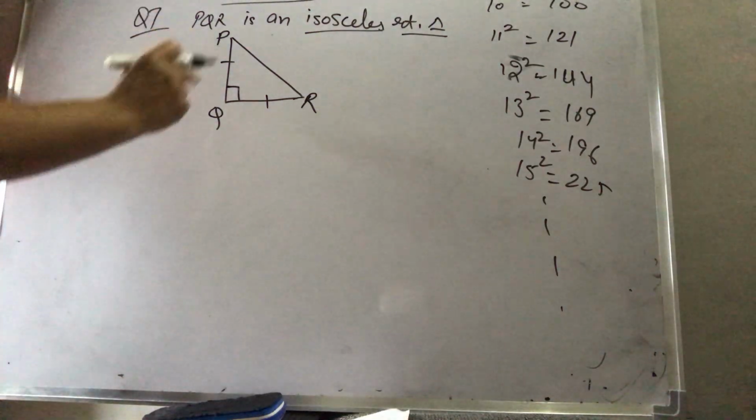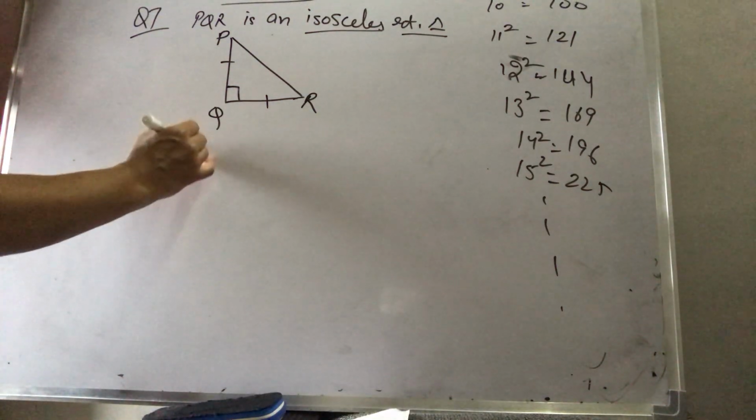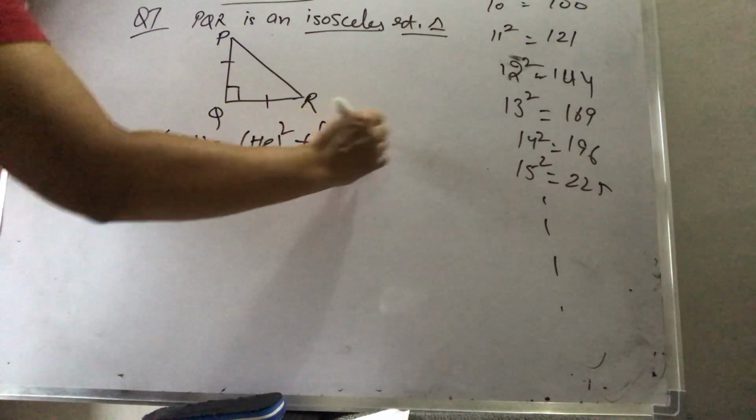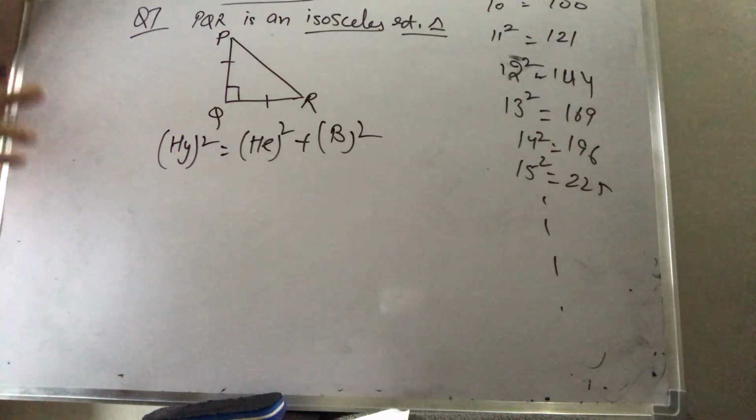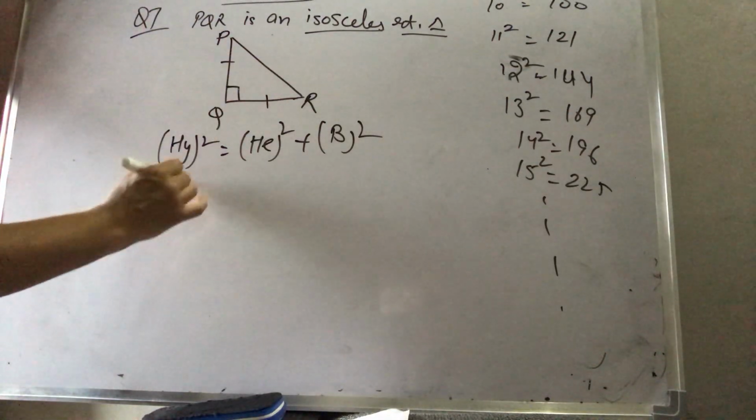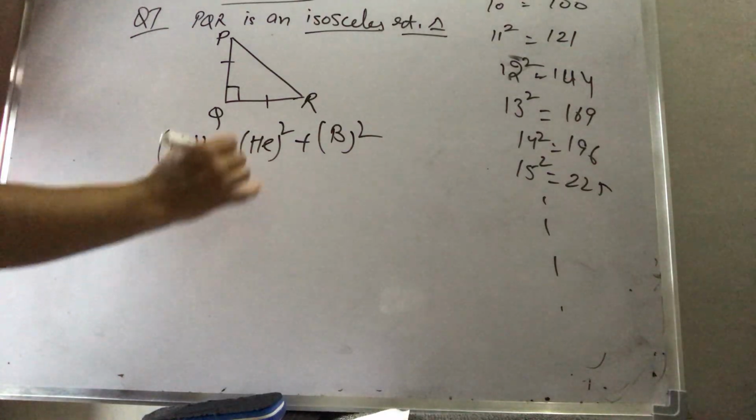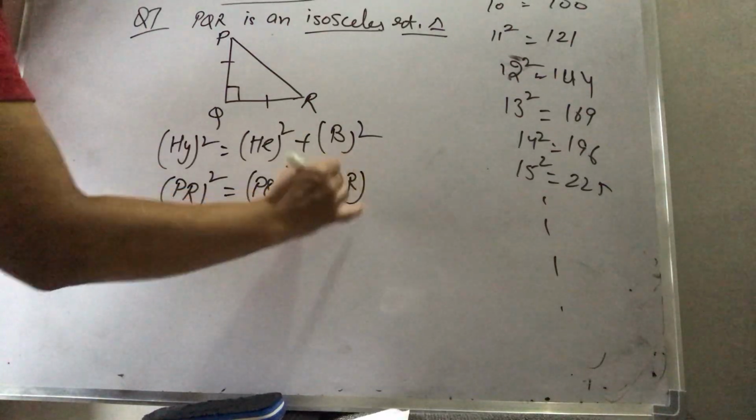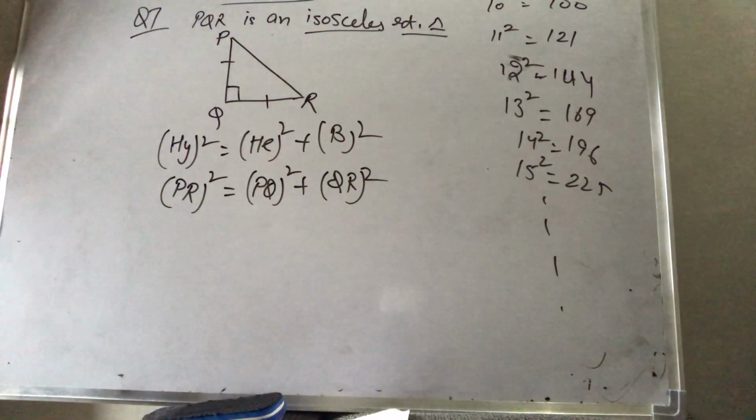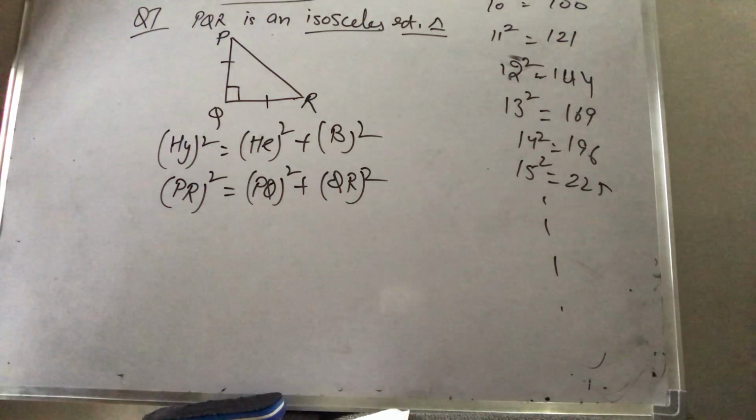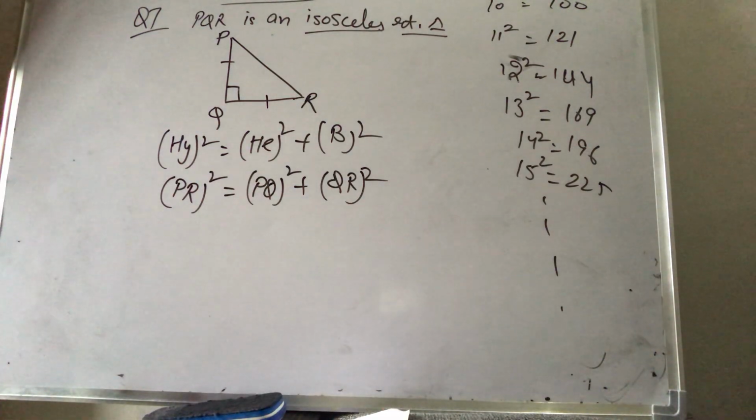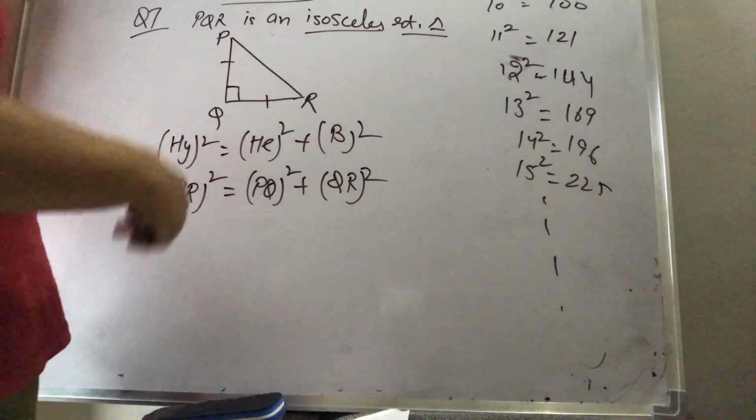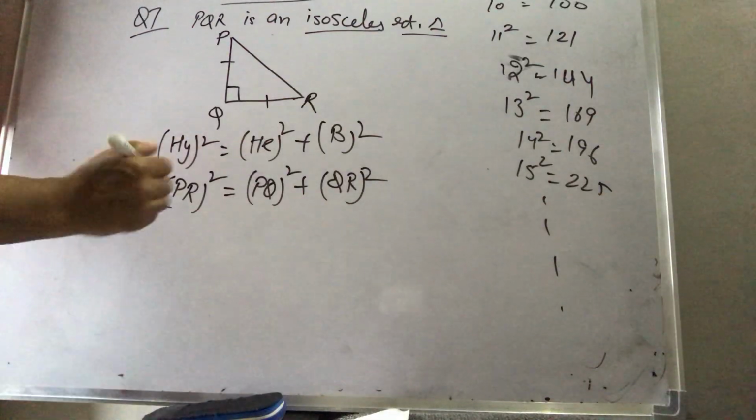Now, since it is a right angle triangle, we will use the Pythagoras theorem. Hypotenuse square is height square plus base square. As we are not given the measures of the sides, we will write the names of the sides. Hypotenuse is PR. PR square is height PQ square plus base QR square. As the question says PQR is an isosceles triangle, base and height are the same. So in place of base I can write height, or in place of height I can write base, because PQ equals QR.